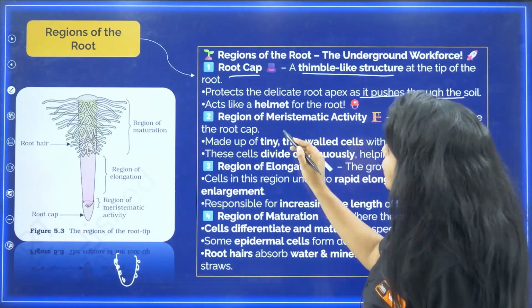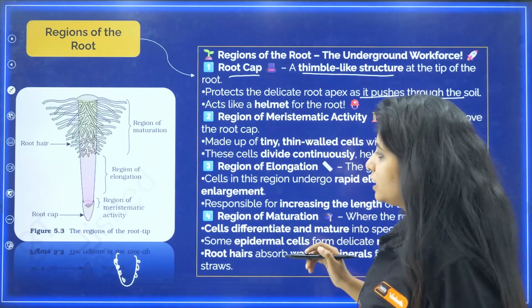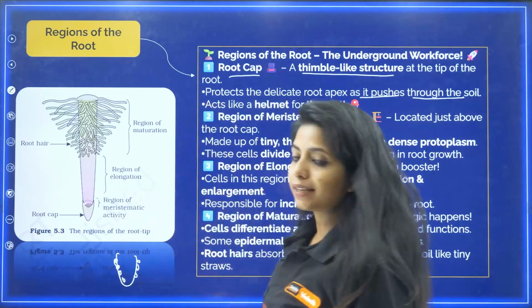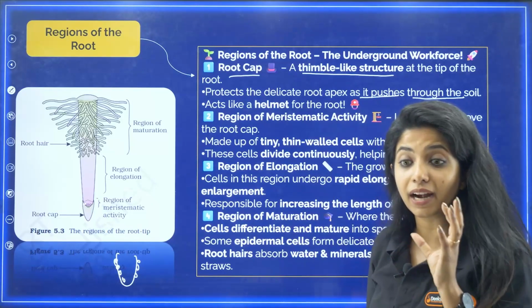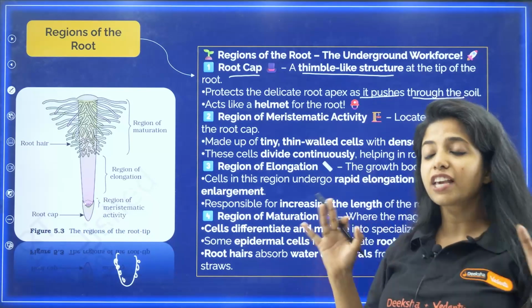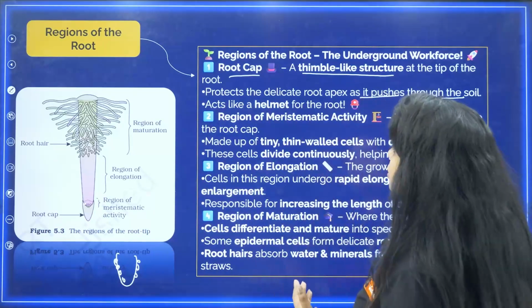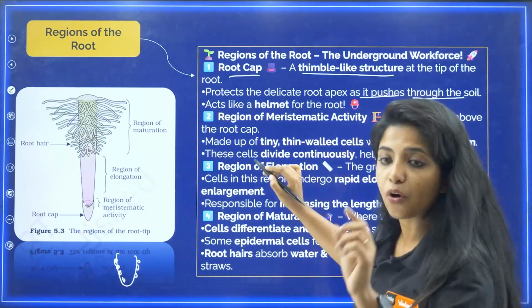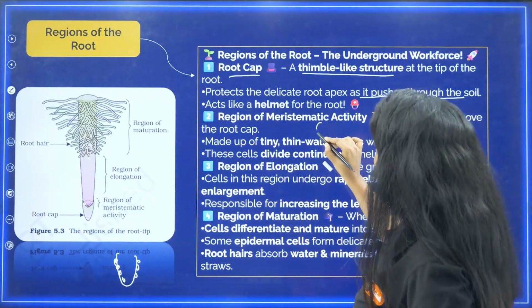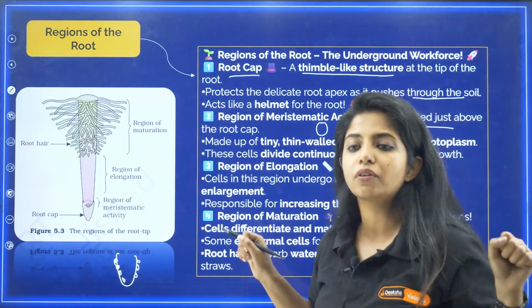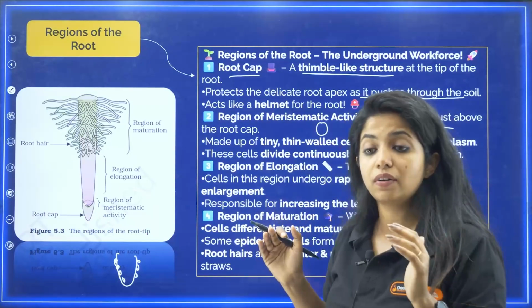Okay, now what do you mean by region of meristematic activity? So basically, just after the root cap, you have a region of meristematic activity. Meristematic activity means these cells have a high capacity to divide themselves. So they are located just above the root cap. They are made up of tiny thin-walled cells. Why do you think thin-walled? Because if they are thick-walled, it will take lots of time to divide. If they are thin-walled, little time is needed for division.